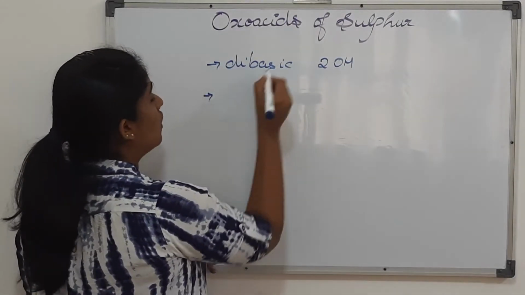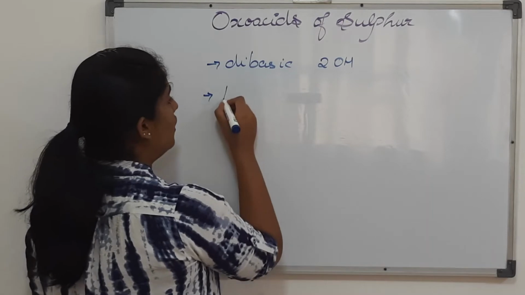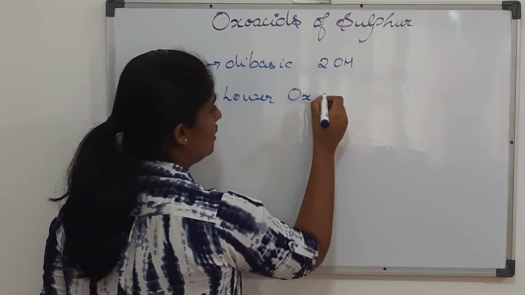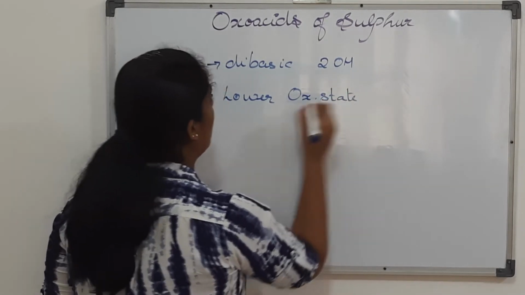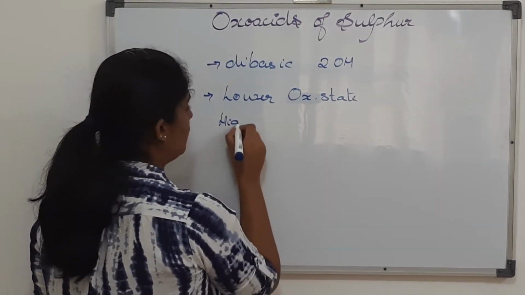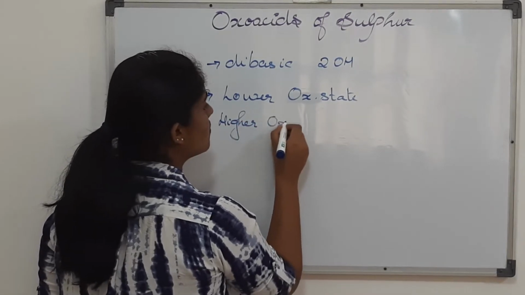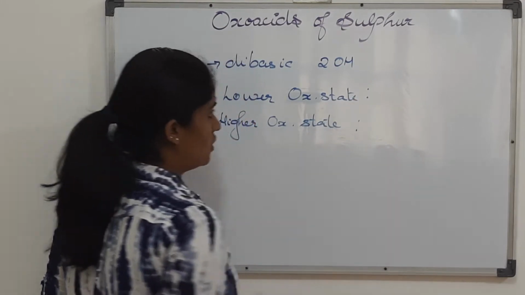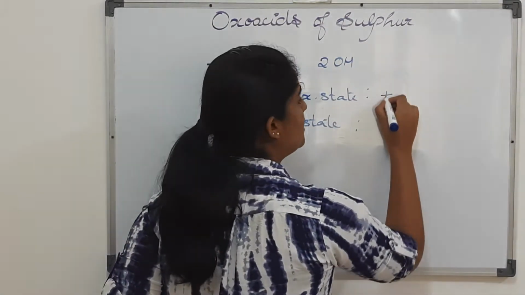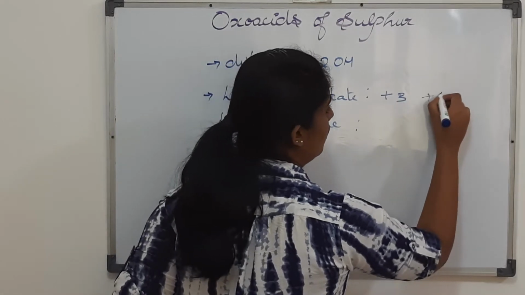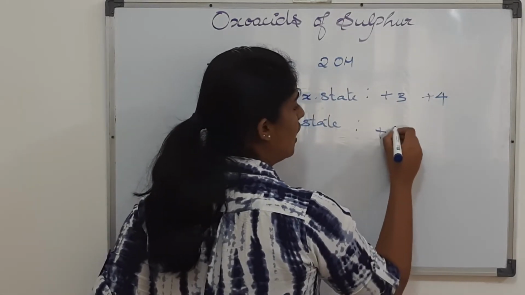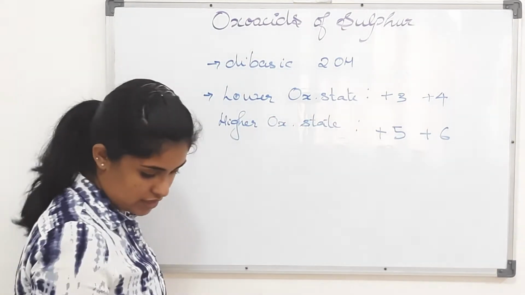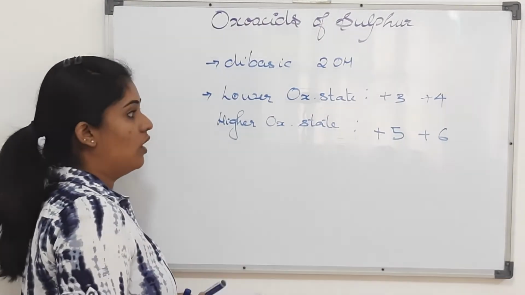These oxoacids of sulfur exhibit four different oxidation states, out of which two are lower oxidation states and two are higher oxidation states. So what are the lower and what are the higher oxidation states? The lower ones are +3 and +4, while the higher ones are +5 and +6. So 3, 4, 5, 6 are the different oxidation states, out of which 3 and 4 are lower, 5 and 6 are higher.